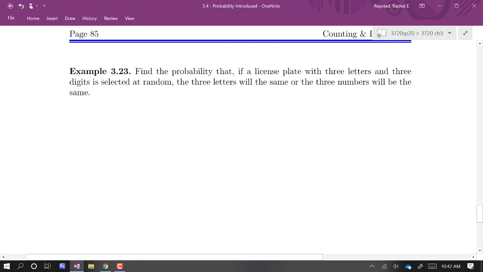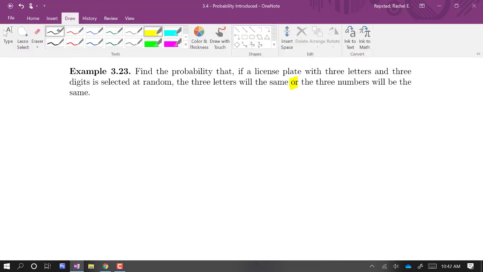All right, let's do a problem. We're going to find the probability that if a license plate with 3 letters and 3 digits is selected at random, the 3 letters will be the same or the 3 numbers will be the same. So, right away, what I pick up on is this or. I know that I'm looking at a union.